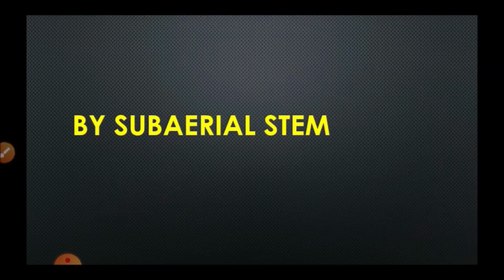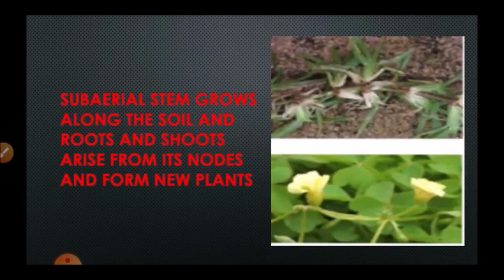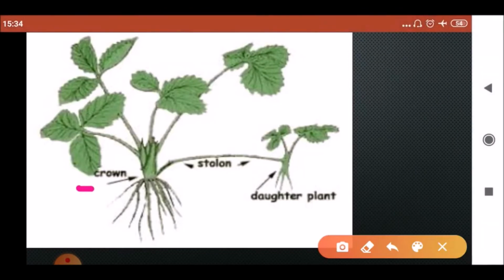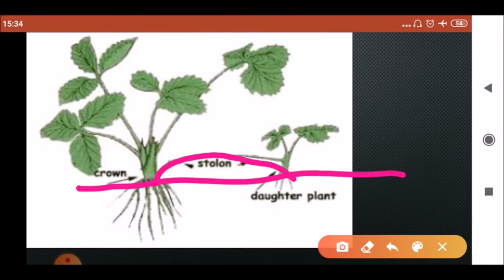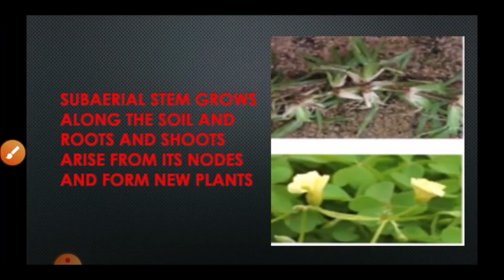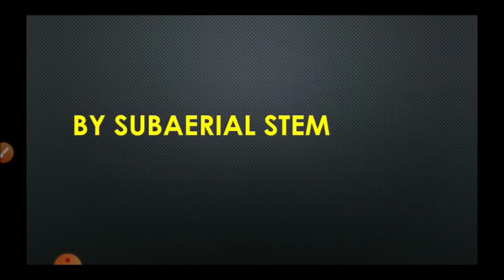Now the next one is the subaerial stem. Children, subaerial stems grow along the soil, and roots and shoots arise from their nodes and form new plants. You can see this picture. Suppose this is the soil surface. The stems grow along the soil, and wherever the nodes are present, the roots and the shoots arise from those nodes. So children, this is how the subaerial stem propagates.